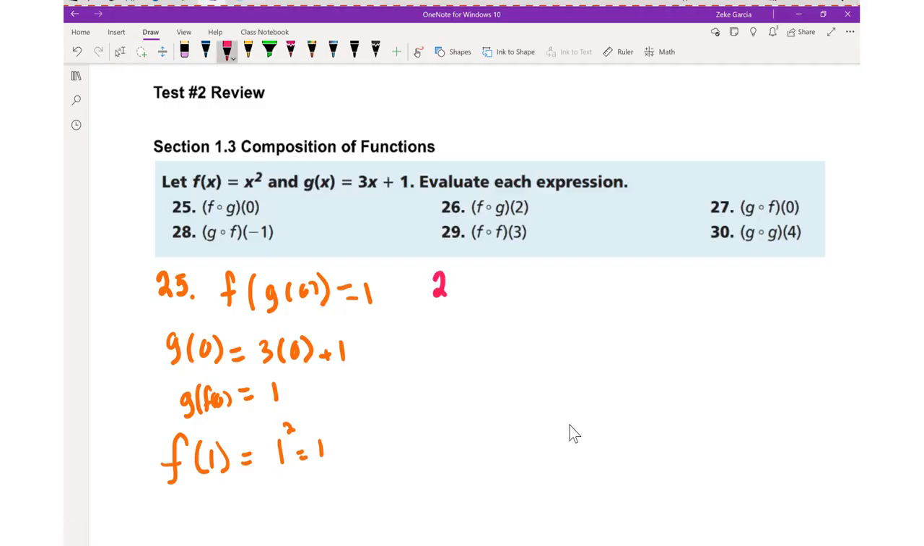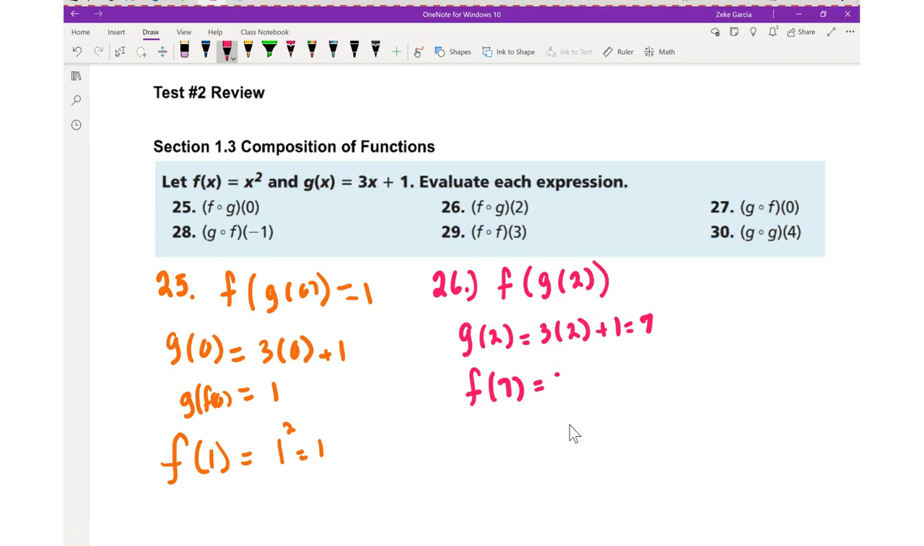Okay, we're going to do 26. And 26, we have F parentheses G parentheses of 2. That's going to go into F. So I'm going to have to figure out G of 2. We know that the input is 2, so we have 3 times 2 plus 1. 3 times 2 is 6, plus 1 is 7. So now 7 is going to go into F, and it's going to be 7 squared, which gives you 49. So this will equal 49.